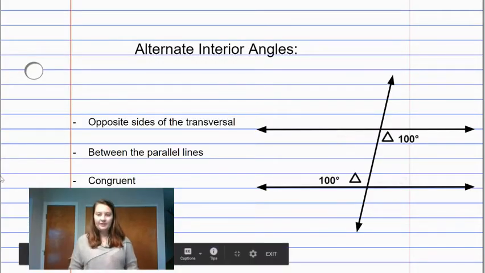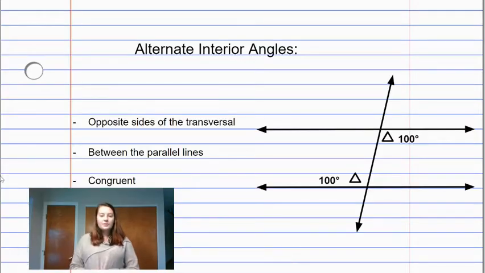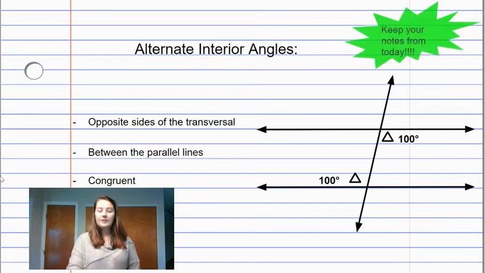Again, let's look at another example. Are the triangles between the parallel lines? Yes. Are they on opposite sides of the transversal? Yes. And are they congruent? Yes, they are both equal to 100 degrees. Those are the three things you need to look for when you are looking for alternate interior angles. Keep your notes from today. I'm going to keep reminding you. Make sure you're taking notes.